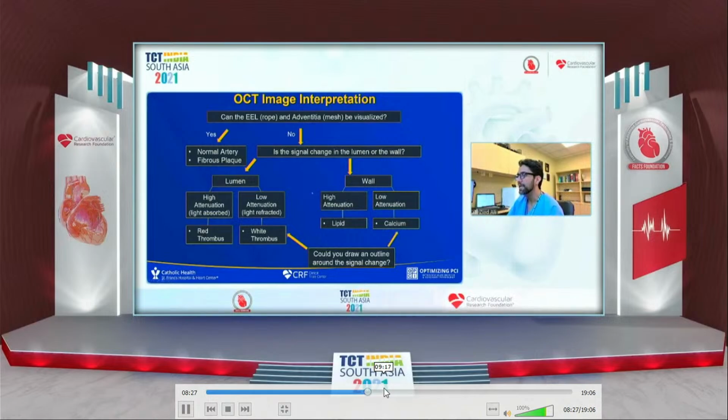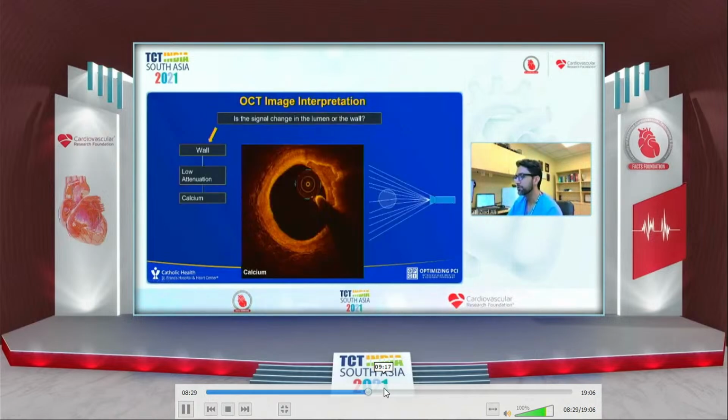Now, the most important one from a clinical standpoint is actually the low attenuation signal that you see in the wall, and that is calcium. What you'll notice is that calcium is a crystal, so if you shine light through a crystal, the light will refract, and so you're able to see behind it. And the reason calcium is important is because it is the one parameter on morphology that is the most likely to get you into trouble.